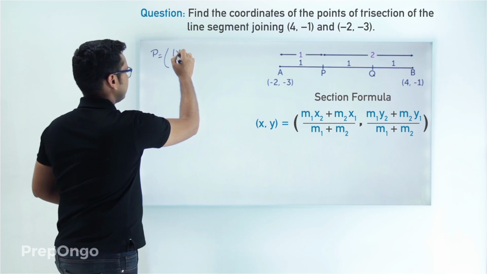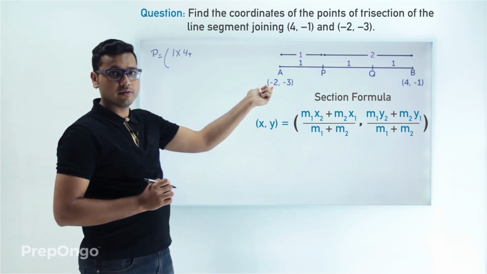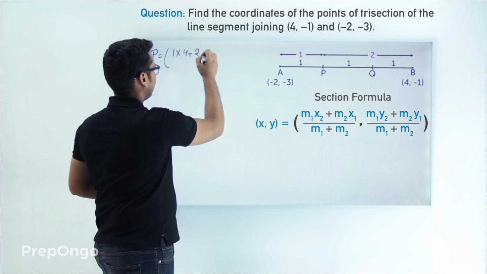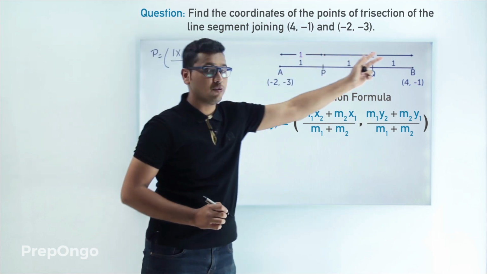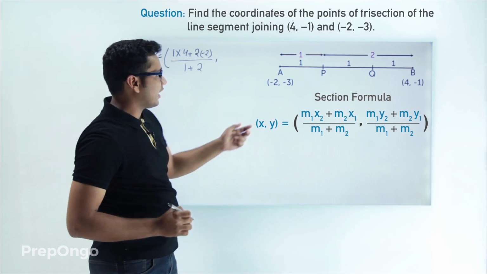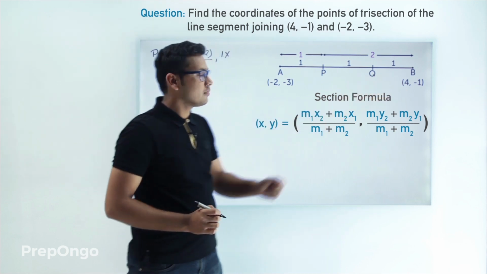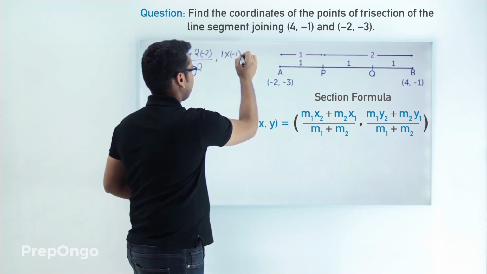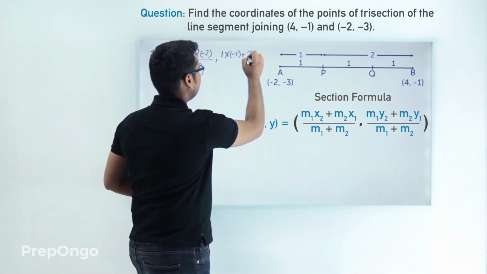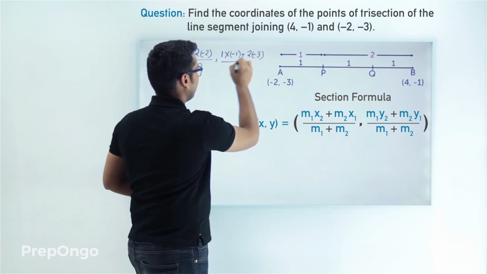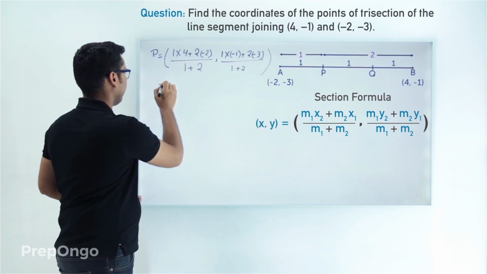1 and x2 is 4, plus m2 is 2 and x1 is -2, so this will be 2 into -2, whole upon m1 plus m2, m1 is 1 and m2 is 2. Now, comma, again apply in y also. So this will be m1 is 1 again and y2 is -1, so this will be -1 plus m2 is 2 and y1 is -3, so 2 into -3, and whole upon 1 plus 2.